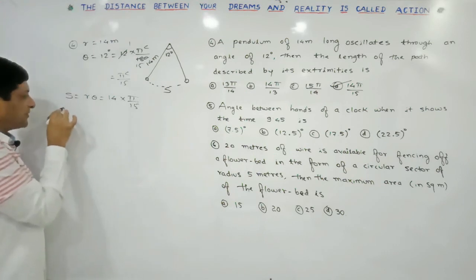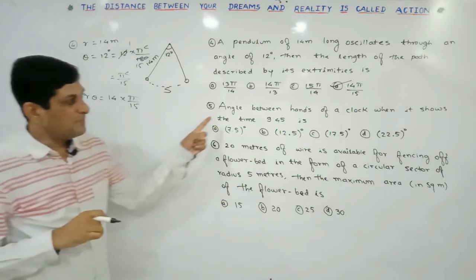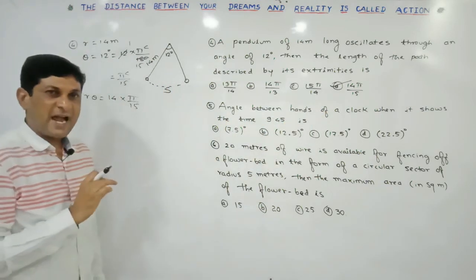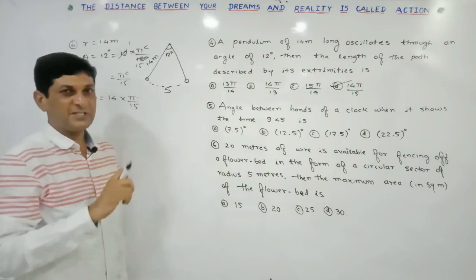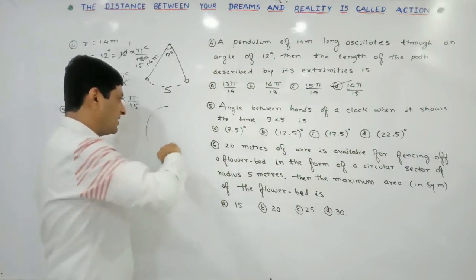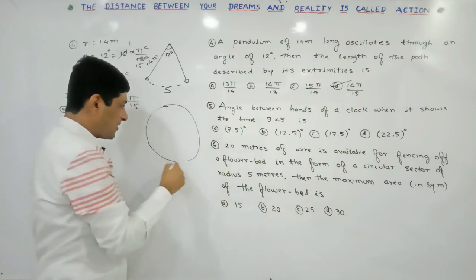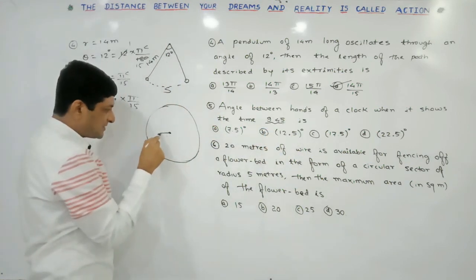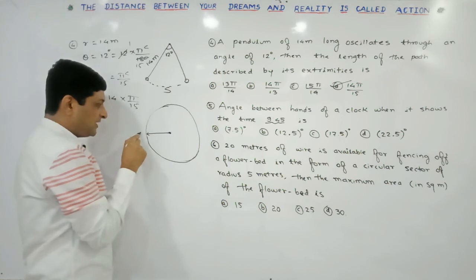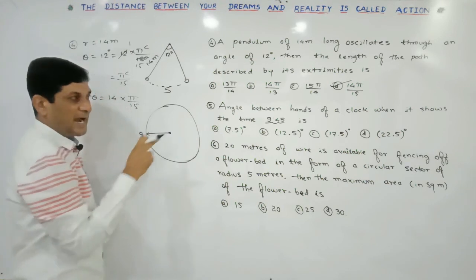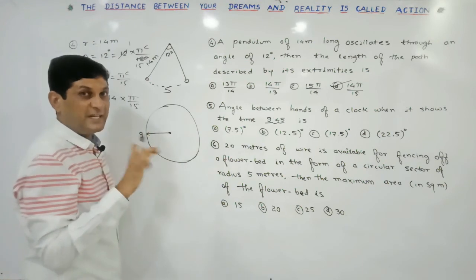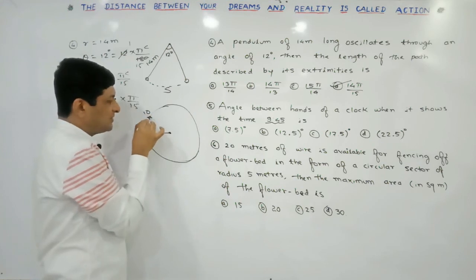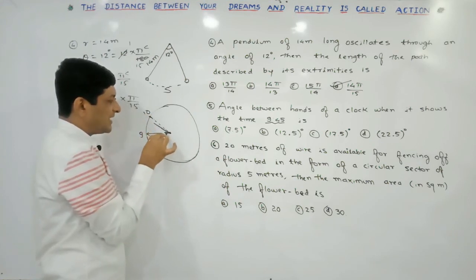Later on, see example number 5. In this example, we have to find the angle between the hands of a clock when it shows the time 9:45, meaning the angle between the hour hand and the minute hand of a clock. So first let us suppose this is a clock here, and what is the time here? 9:45. At this time, can I say that the position of the minute hand is at mark 9? At 9:45, this will be the position of the minute hand. Now we are finding the position of the hour hand. So definitely the hour hand is in between 9 and 10.